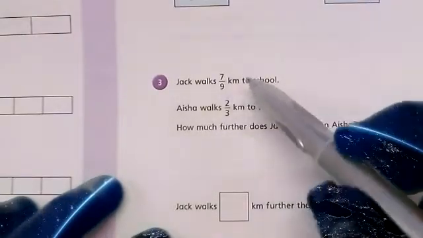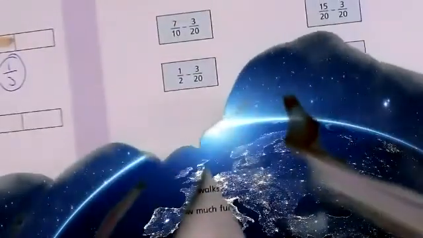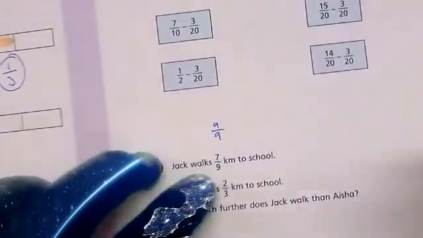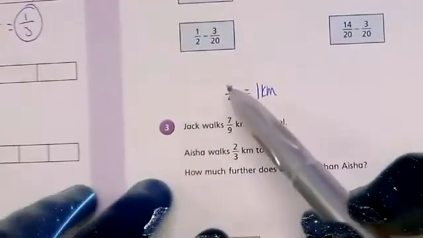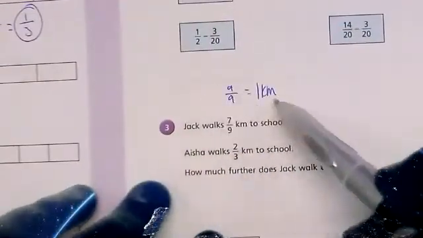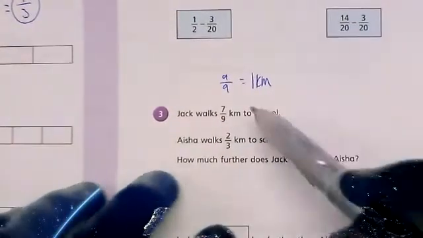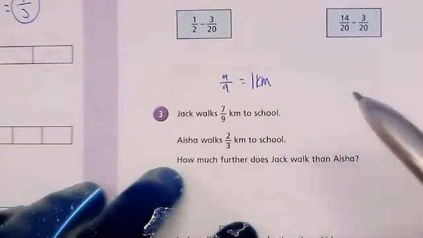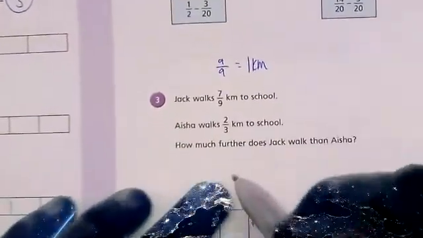Jack walks 7 ninths of a kilometre to school. Just for the record, if Jack had walked 9 ninths of a kilometre, he would have walked 1 whole kilometre. Remember, teaching point. When the numerator is the same as the denominator, it equals a whole, all right? He hasn't quite made a whole kilometre yet. I'd love to see somebody break a kilometre down into 9. That's strange. Anyway, Jack walks 7 ninths of a kilometre to school, all right?